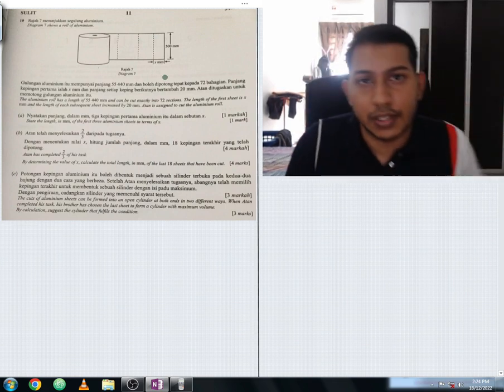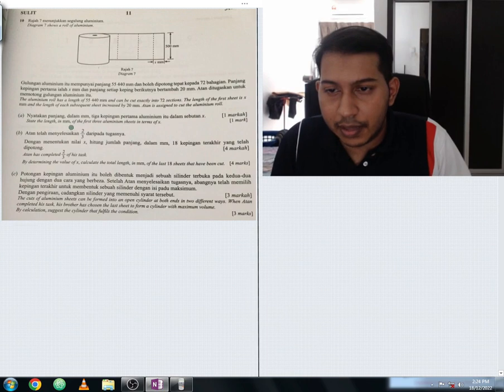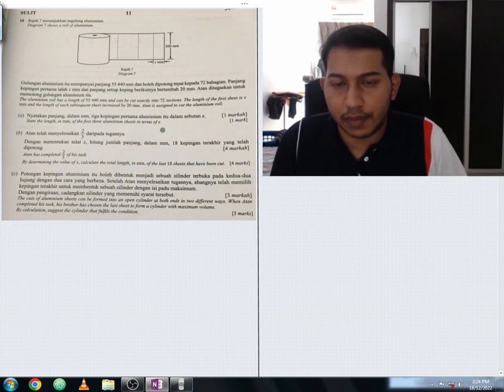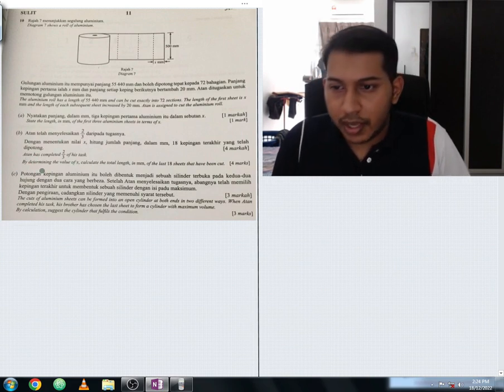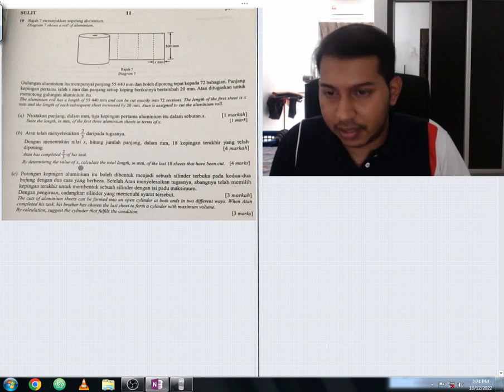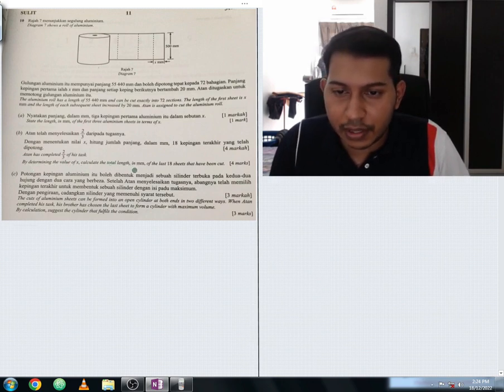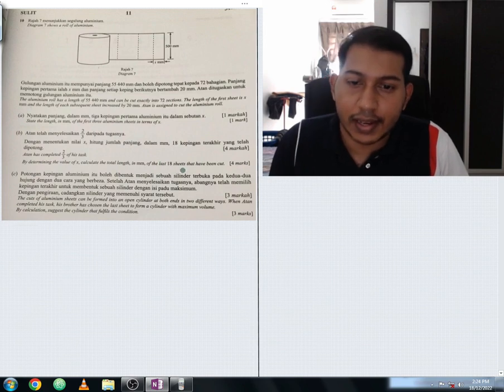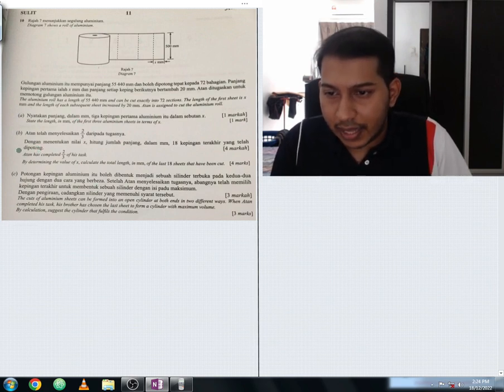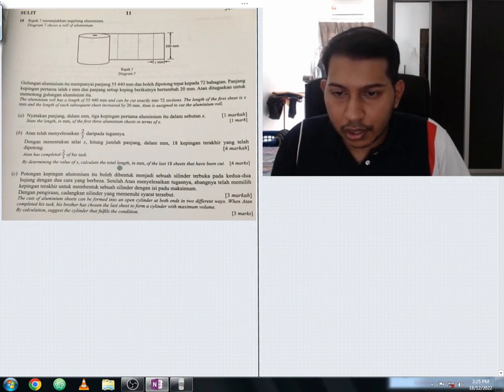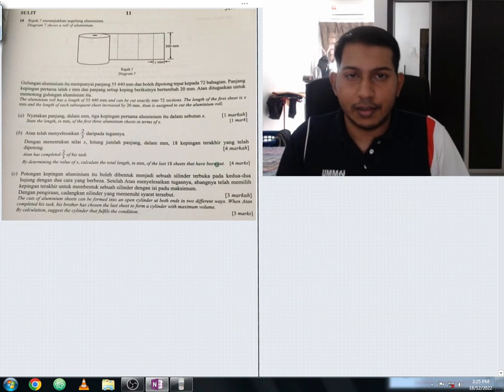Okay, so let us read the question part A. State the length in millimeter of first 3 aluminium sheets in terms of X. For the question part B, assuming that Atan has completed 2/3 of his task, by determining the value of X, calculate the total length in millimeter of the last 18 sheets that have been cut. So this is, we can say, a what-if statement now, guys. Atan has completed 2/3 of his task, and then by determining the value of X, calculate the total length in millimeter of the last 18 sheets that have been cut.